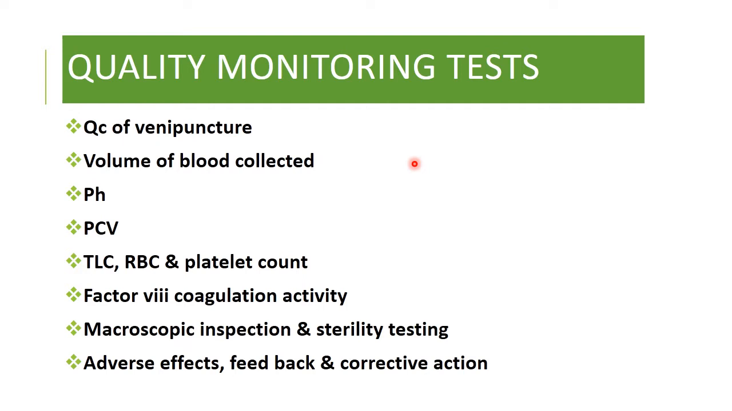That is, we have finished with the tests with respect to ABO grouping, RH typing, along with the DU as well as AHG test, and what quality measures have to be followed for those tests. Along with that, here is a list of some more tests where we need to continue with quality assurance: quality control of venipuncture, volume of blood collected, pH, PCV, the counts, factor rate, coagulation activity, macroscopic inspection and sterility testing, adverse effects, feedback and corrective action.